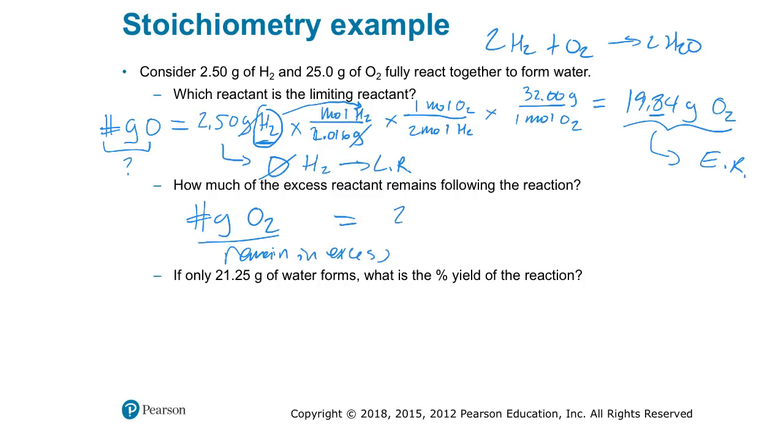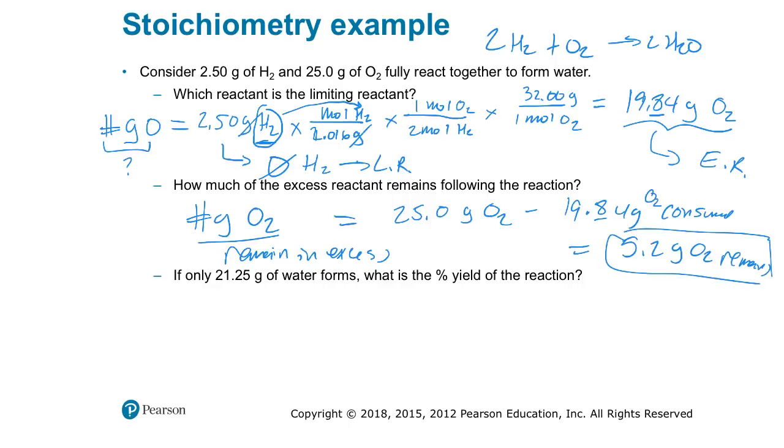can be calculated by taking the 25 grams initially present and then subtracting the 19.84 grams that must be consumed to make water. Okay, so that's going to give us a quantity, once we account for sig figs, of 5.2 grams of oxygen remains. Okay, so 19.8 grams react, 5.2 grams remains.